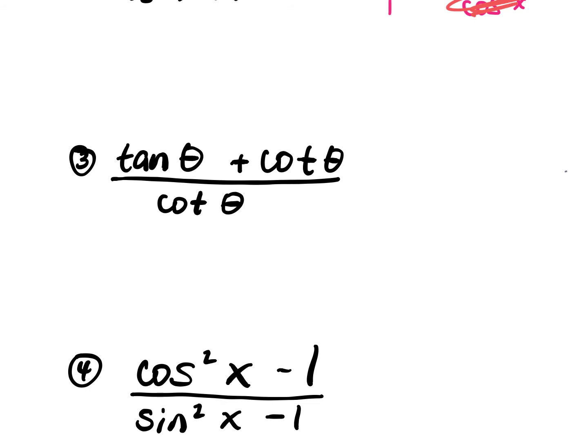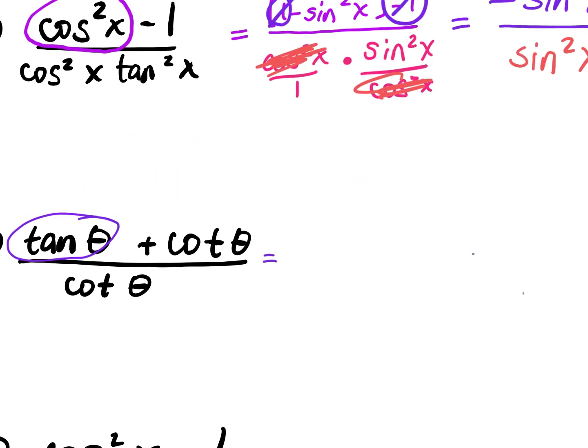Okay, guys, let's just break it down and see what happens. I can break down tangent into what? Perfect. Sine theta over cosine theta. Don't try to do too much at one time. Then I have a plus sign. What can I change or break cotangent into?